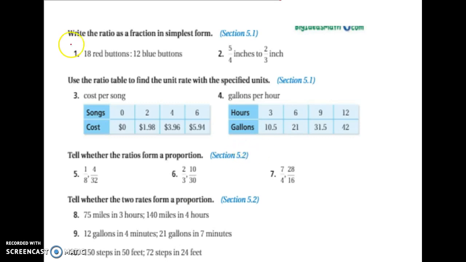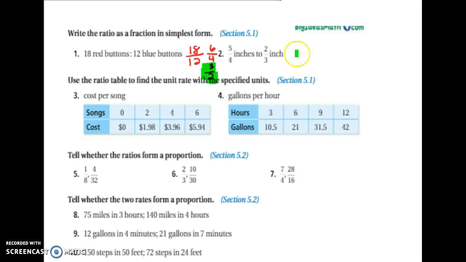Our first question says to write the ratio as a fraction in simplest form. So as a fraction, we just take our numbers. So here we have 18 over 12. And if we're going to write that in simplest form, we are going to take a 3 out of both. If you take a 3 out, we're going to have 6 over 4, and then we can go even further and say that that is 3 over 2, that being our final answer.